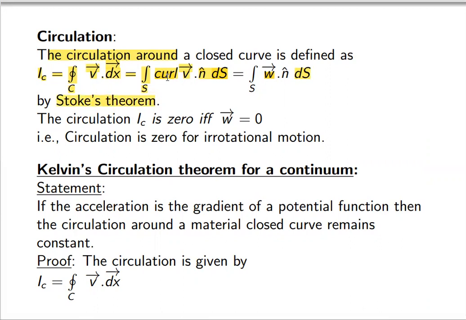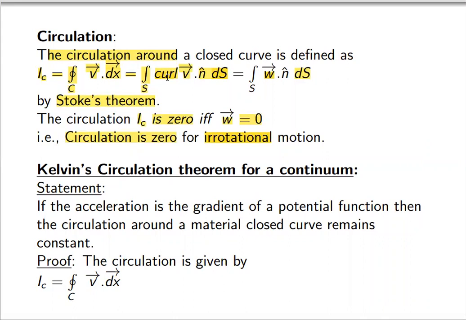So the circulation IC is 0 if and only if the vorticity W or omega is 0. In other words, the circulation is 0 for irrotational motion. When omega is 0, that means curl V is 0, that means vorticity is 0. Whenever the vorticity is 0, such a motion is called irrotational motion. Circulation is 0 for irrotational motion.